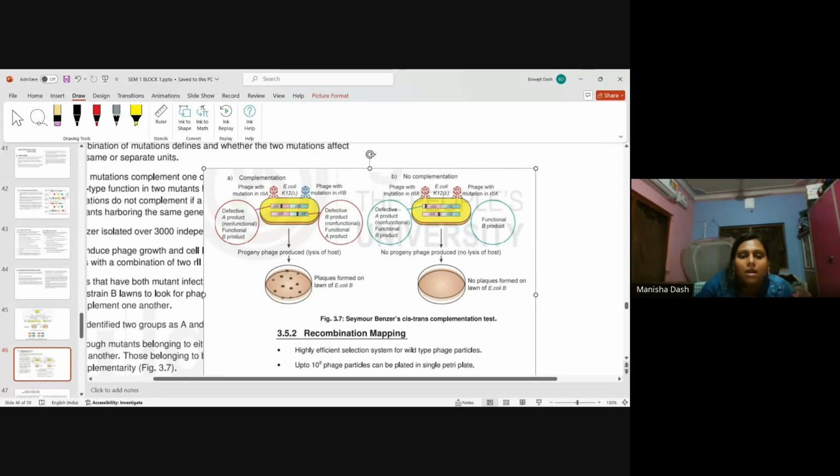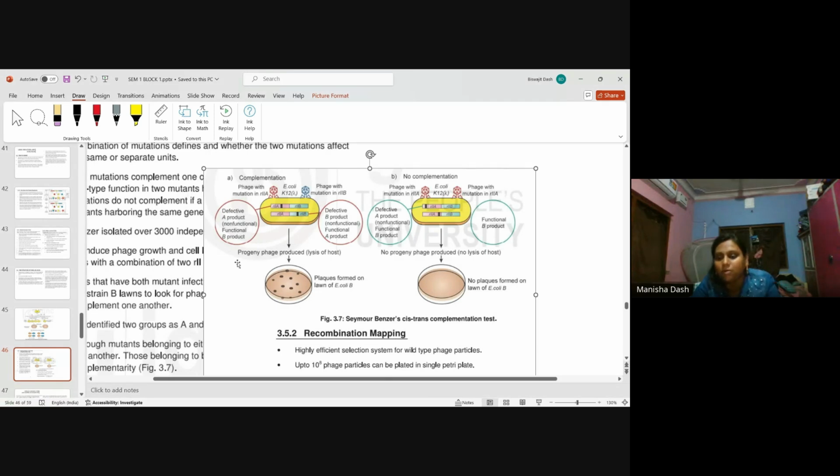That means as long as the mutations can be complemented, the mutations are part of two different units of recombination. But if the mutations cannot be complemented, they are part of the same cistron or the same recon. That means they belong to the same gene. So here if you observe, there is no lysis in the E. coli B because the mutation is present in two different locations of the same gene. So this was the concept given by Seymour Benzer in the bacteriophage.